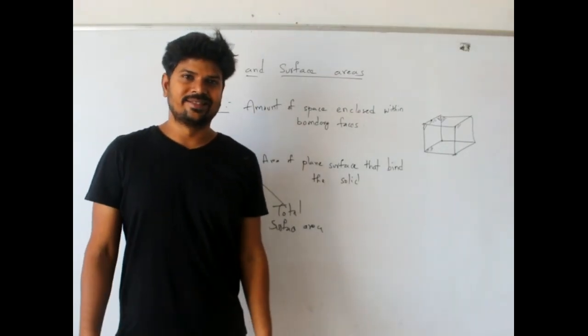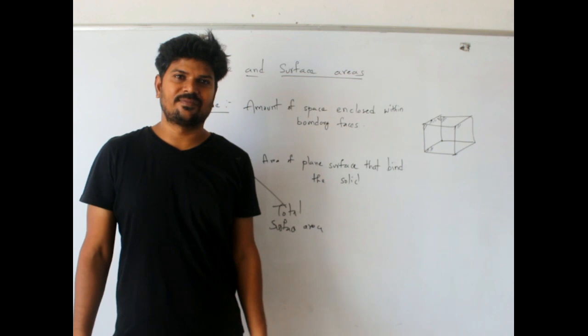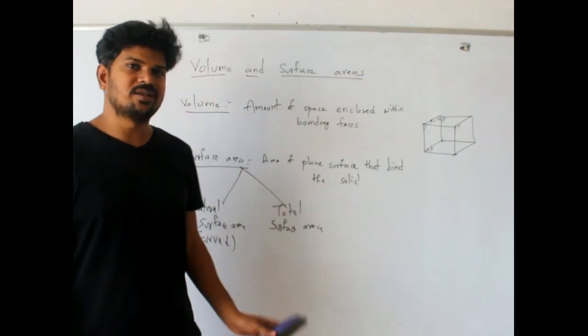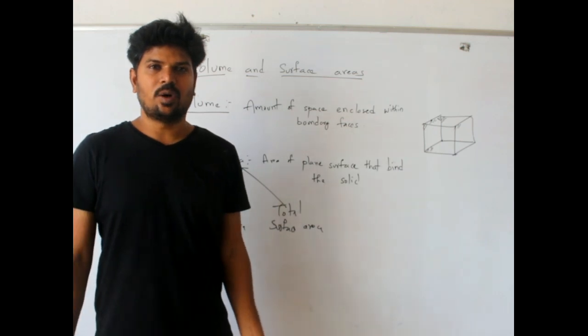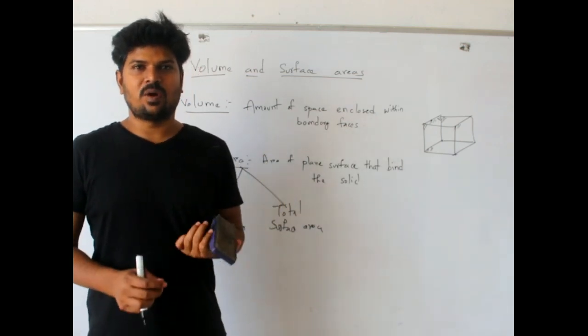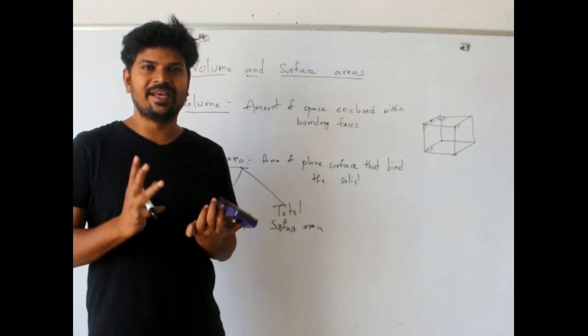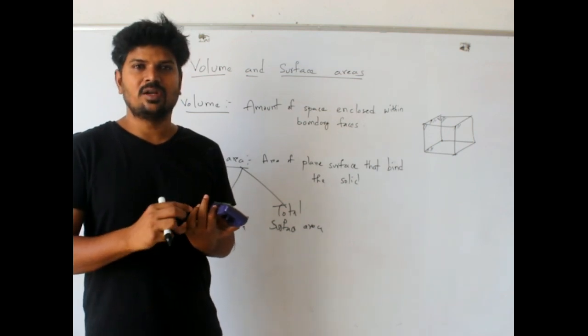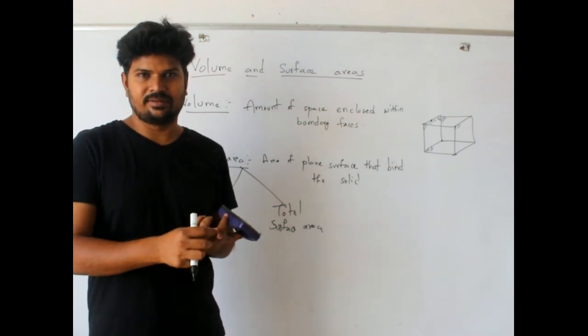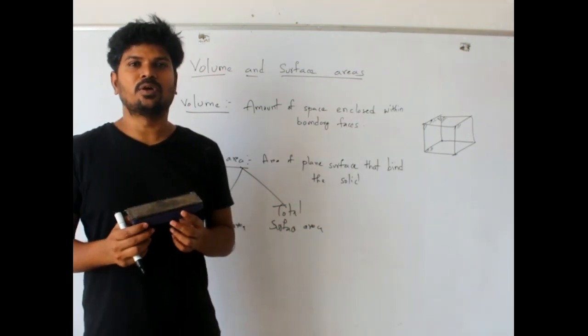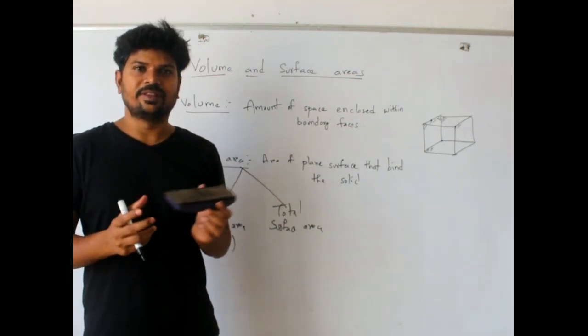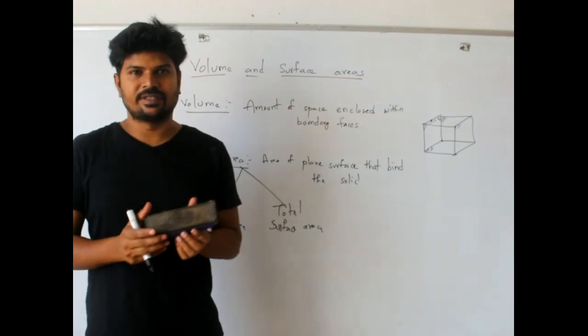Hi, let's discuss volume and surface area. These two concepts, volume and surface area, are related to 3D. What is 3D? In order to find volume or surface area, you require three dimensions, that is x direction, y direction, z direction. Okay? Now comes volume. It is the amount of space occupied within its boundary faces.